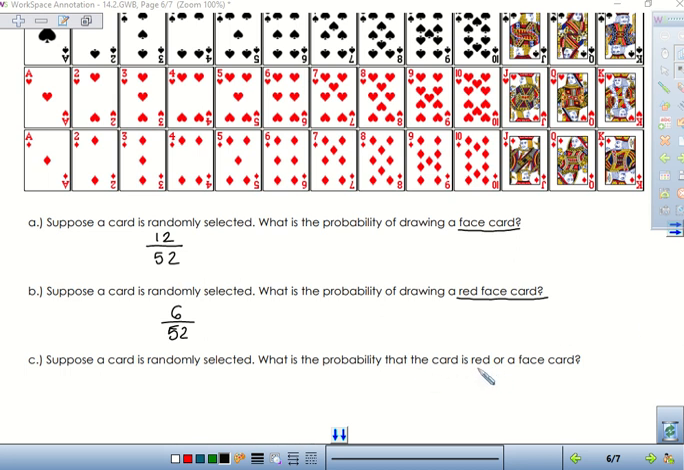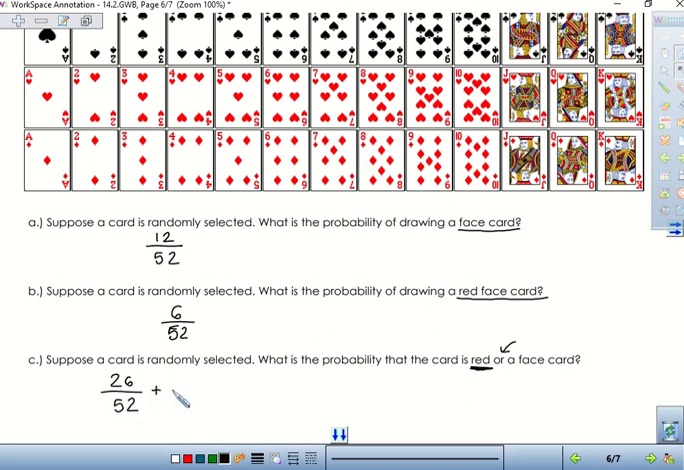And then lastly, suppose a card is randomly selected. What is the probability that the card is red or a face card? When you guys see these OR problems, you can probably figure it out right off the bat, but I'm going to show you the proper way to calculate it. When you see OR, that means you're going to have to set up a few different fractions. So you're going to find the probability it's red first. How many reds are there total? 26 out of 52.